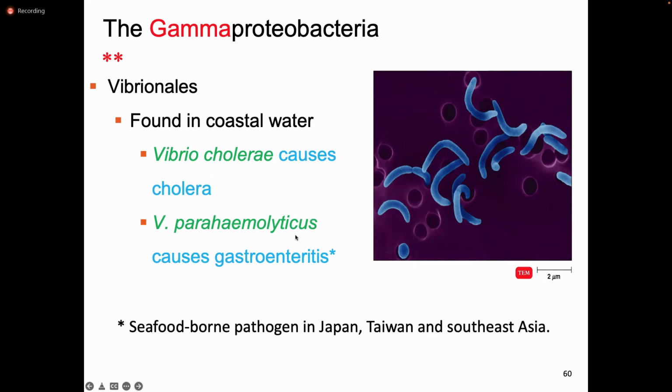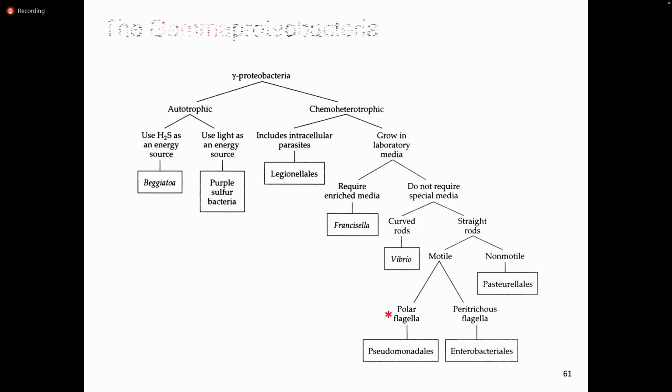This one, parahaemolyticus, causes gastroenteritis. It has a toxin. So if we eat raw fish, or this fish meat is contaminated by this bacteria, then we have the foodborne disease, food disease. It happens quite often in Taiwan and in Japan.